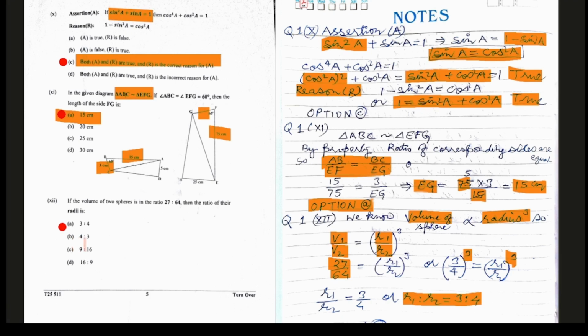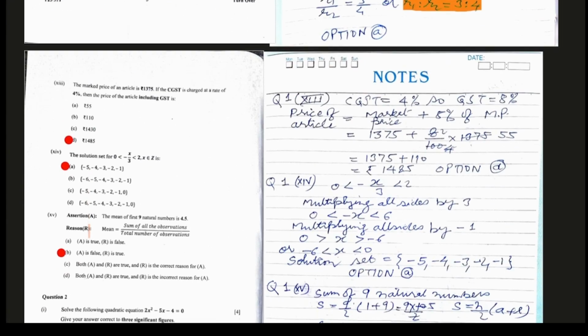Here the second option is 4:3. Don't get confused here, because the sphere that has greater volume has greater radius. So option A is correct. Now we move to the 13th part.